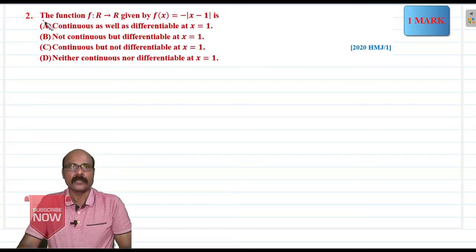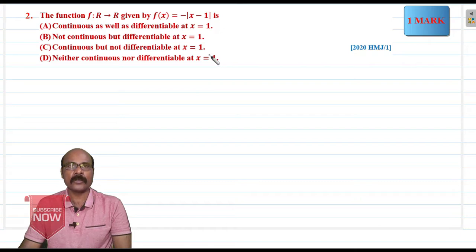Look at this question. The function f maps R to R given by f of x is equal to minus modulus of x minus 1. So they have given 4 options. What is the first option? Continuous as well as differentiable at x equal to 1. Second option, not continuous but differentiable at x equal to 1. Third one, continuous but not differentiable at x equal to 1. Fourth one, neither continuous nor differentiable at x equal to 1.